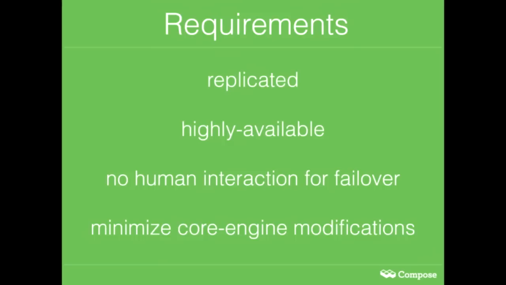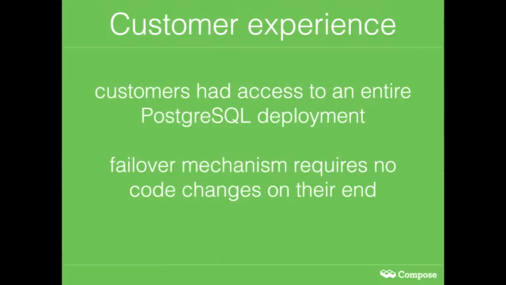So the requirements are: replicated, highly available, no human interaction for failover, both for our customers who use the service and for our ops team. And we also want to minimize core engine modifications. We didn't want to launch a Postgres that has more edge cases. We wanted to use core Postgres as much as possible.